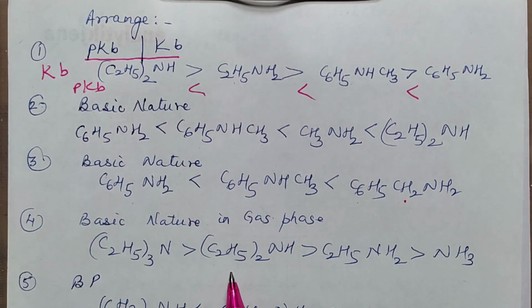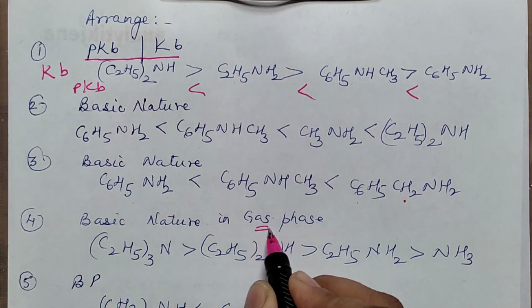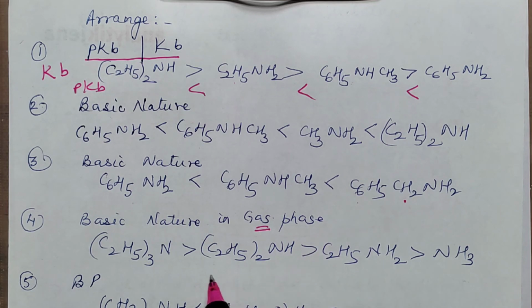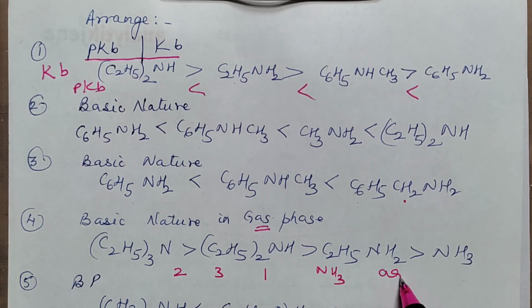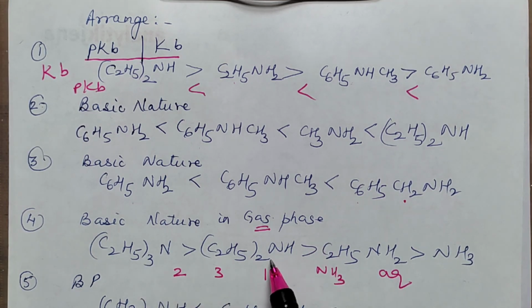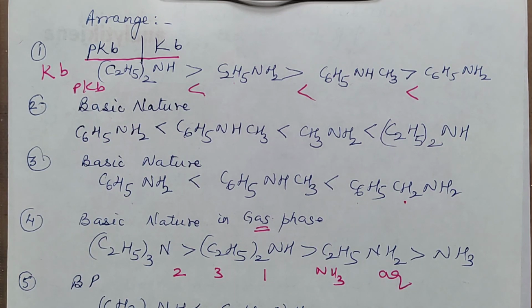The fourth, that we have already discussed. If it is ethyl, it is 3. It is in the gaseous state, not in the aqueous state. If it was in the aqueous state, I already told you it will be 2, 3, 1 and then ammonia. That would have been there in aqueous state. But because it is in the gaseous state, 3 degree will be maximum, then 2 degree, then 1 degree and then ammonia. So 4 questions are in the same frame.